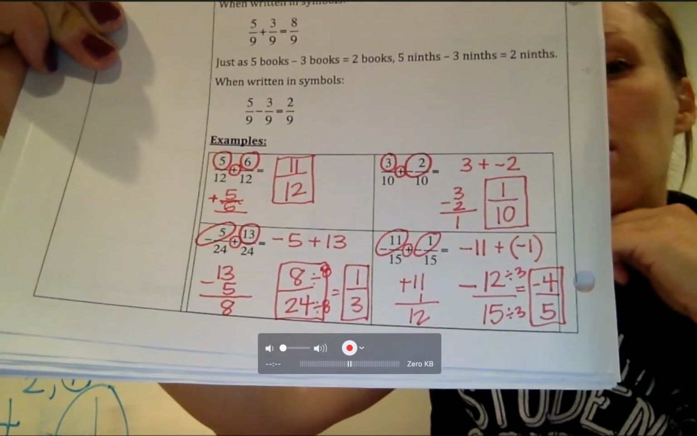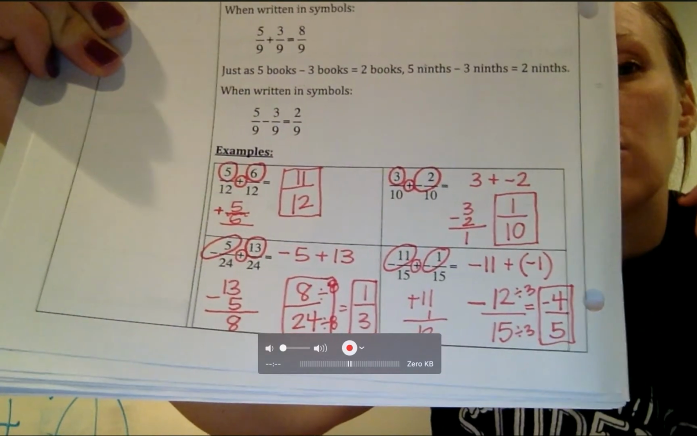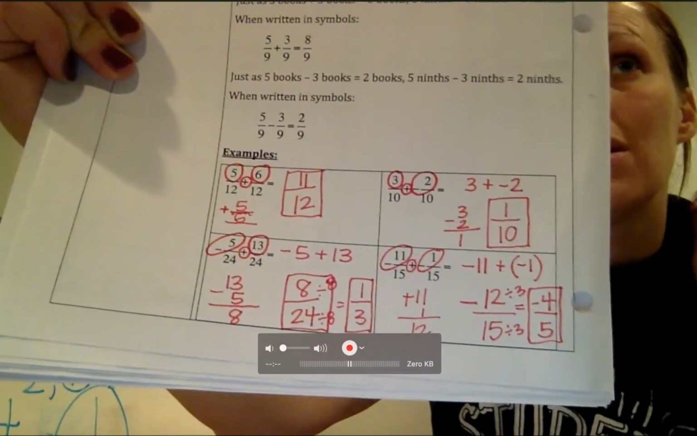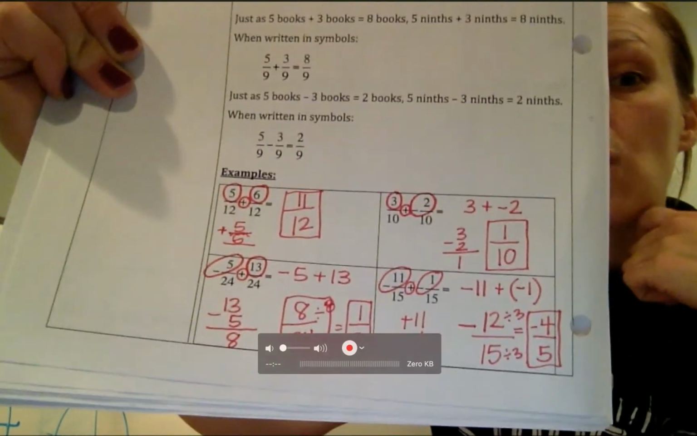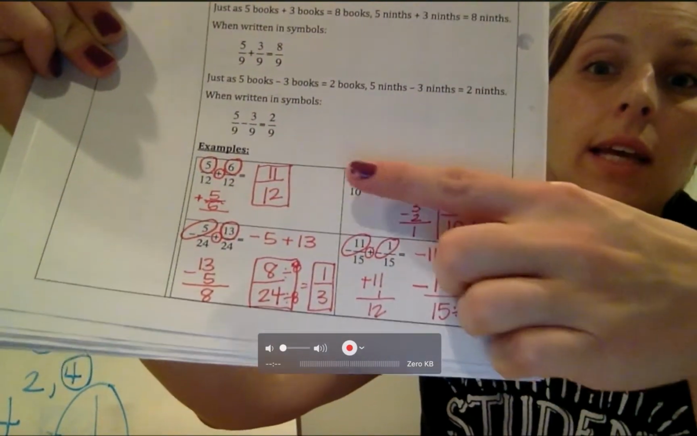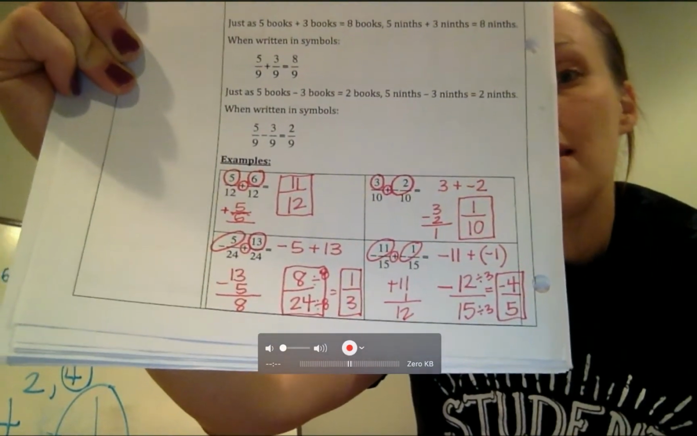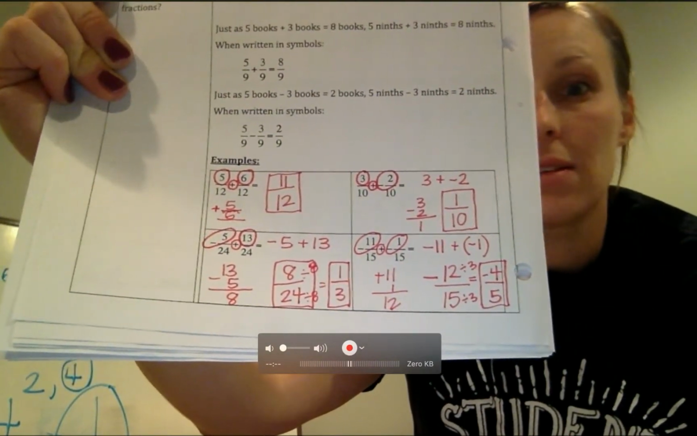Notice I didn't do anything with the denominators because when we add or subtract, the bottom number acts like a unit, and we keep that unit or label in the answer as well. The second example, 3/10 plus 2/10.